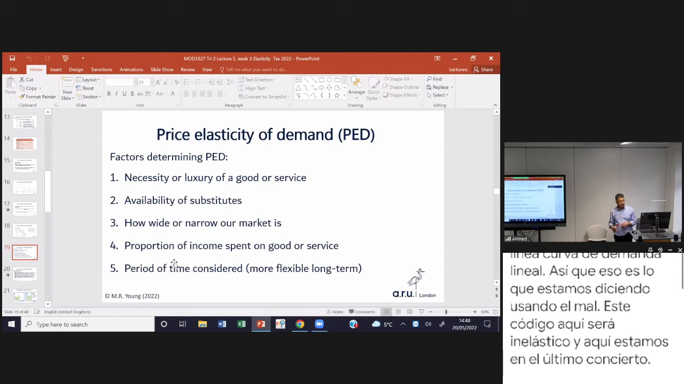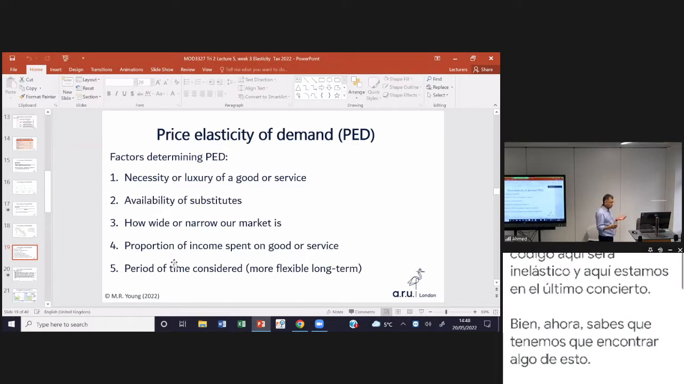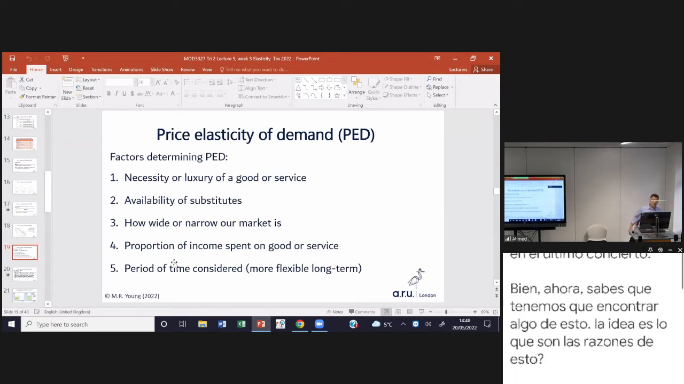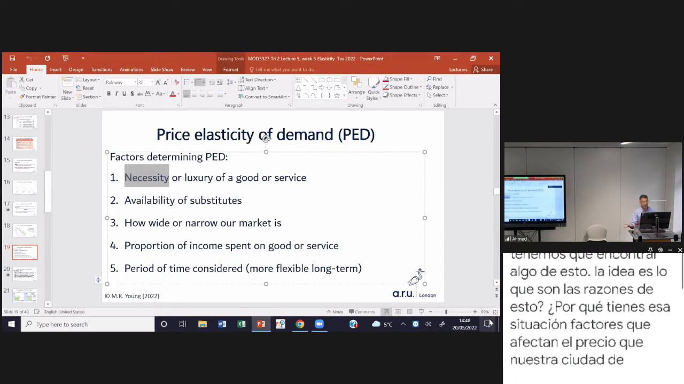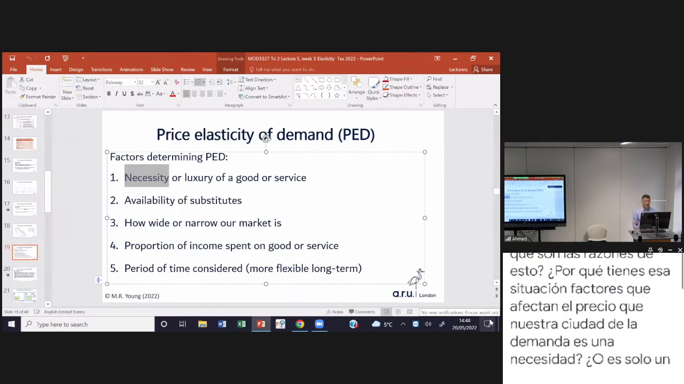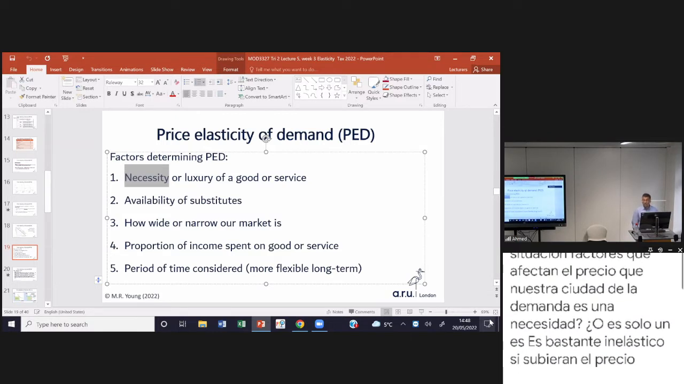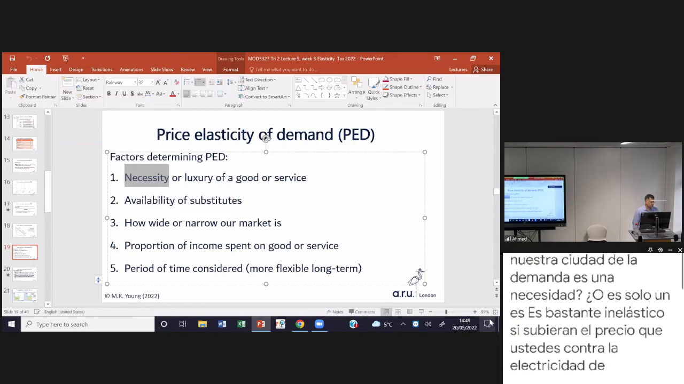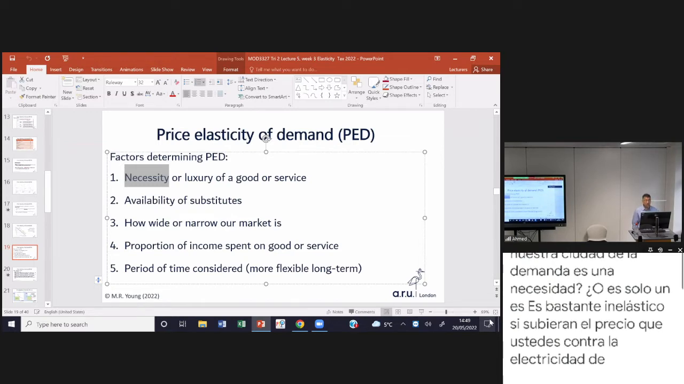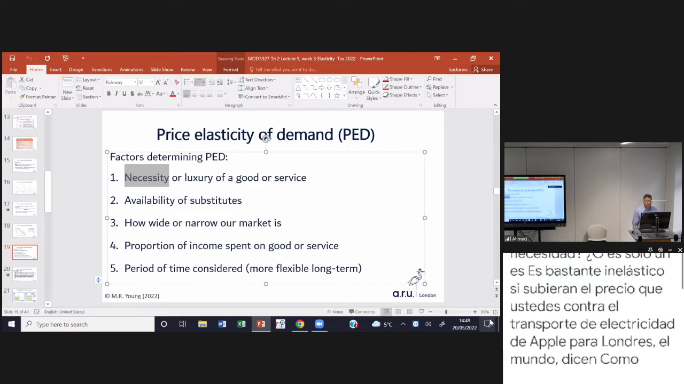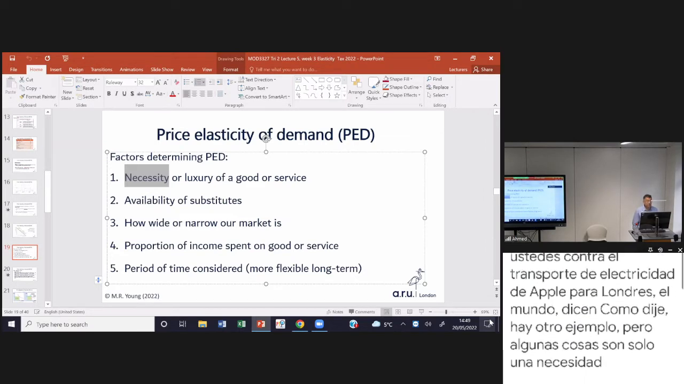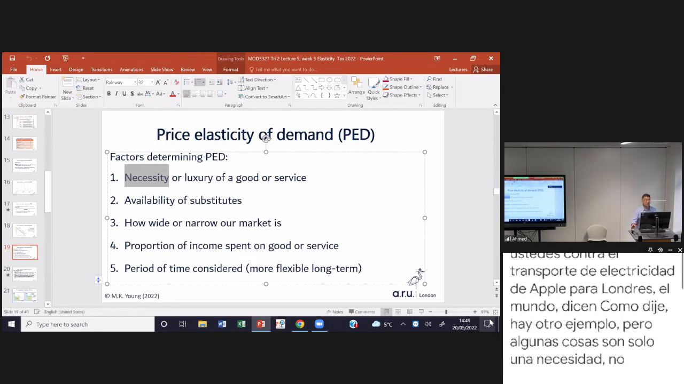Now, here we have to try and understand the reasons for this. Why do you have that situation? Factors affecting the price elasticity of demand. Is it a necessity, or is it just a luxury? If it's a necessity, it's pretty inelastic. If they raise the price, like you gave various examples: electricity, Transport for London, fees, petrol. Some things are just a necessity. Don't have much choice, right? So is it a necessity, or is it a luxury?